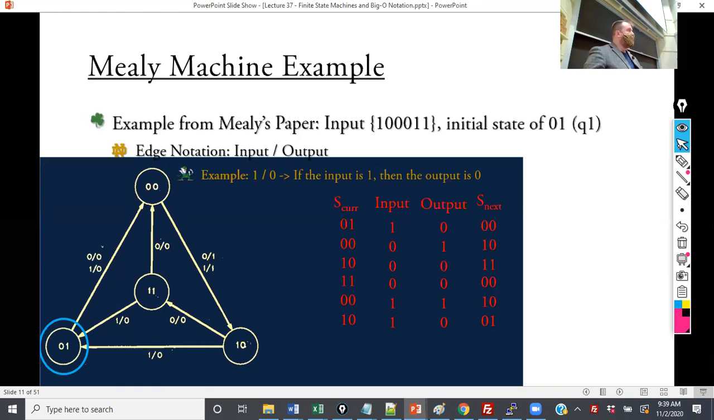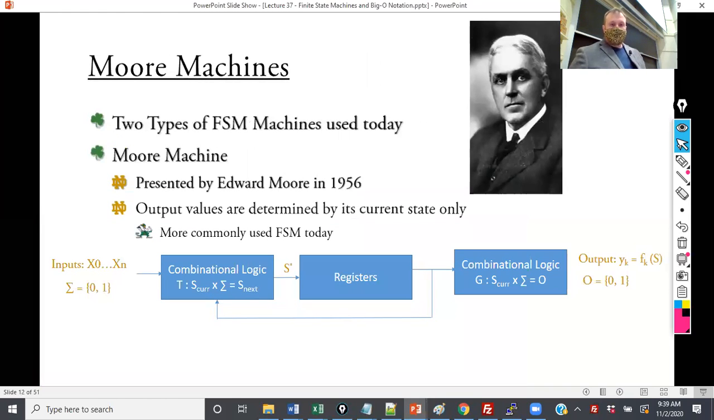Okay, so the thing with Mealy machines is that they can be a little complex. The input-output notation can cause some issues, as we saw from the questions. So Edward Moore comes by in 1956 and says, well, what if I just say that the state that I'm at has the output, and the input just tells me where the next state is going to be? I may need a few more states, but let's cut out the middleman.